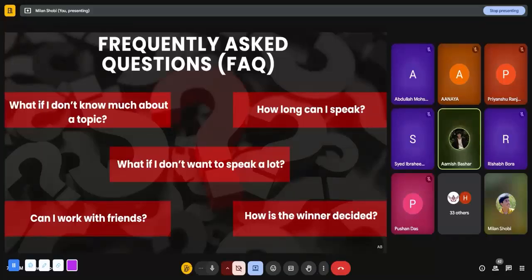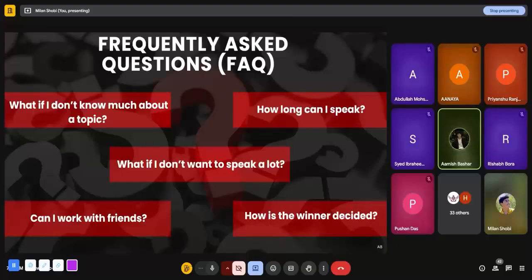Second, how long can I speak? The speaking time depends on what the chair sets. In most cases, speeches are between 60 to 90 seconds. Here is a tip: time yourself while practicing at home so you don't go over the limit.